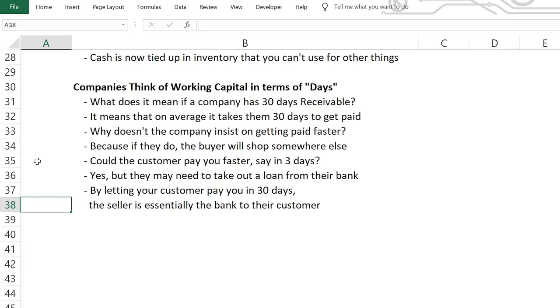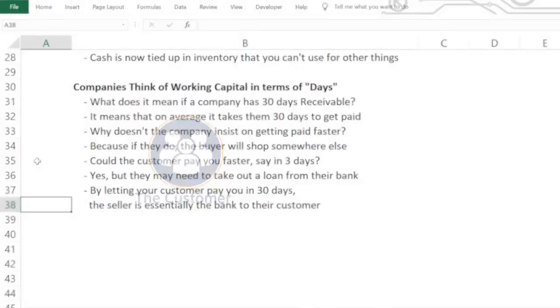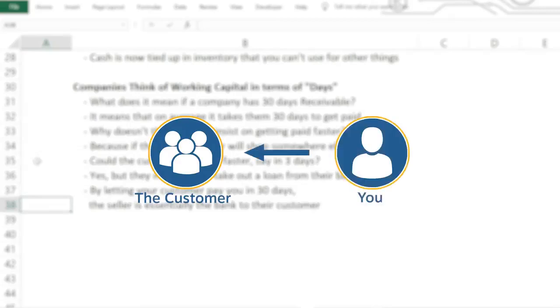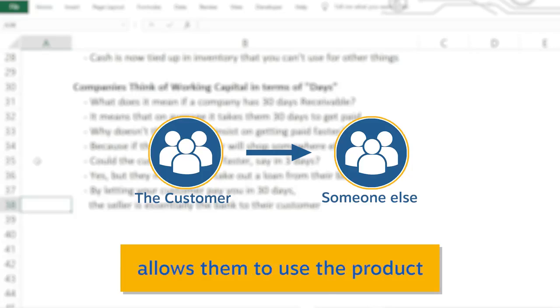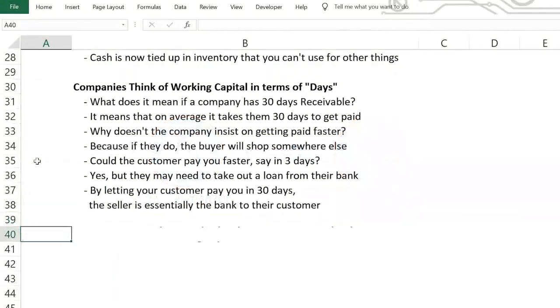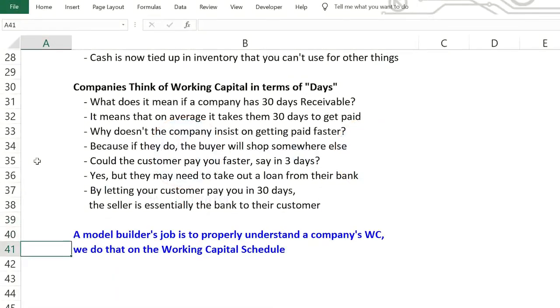Providing terms is often done in B2B or business-to-business relationships. So your customer is probably going to buy from you and then reprocess the product or do something with it and then sell it on to someone else. So by giving them 30 days, they have a chance to use it and generate some cash before they pay you. At the end of the day, a financial model builder's job is to properly understand a company's working capital and to forecast it nicely on a working capital schedule.